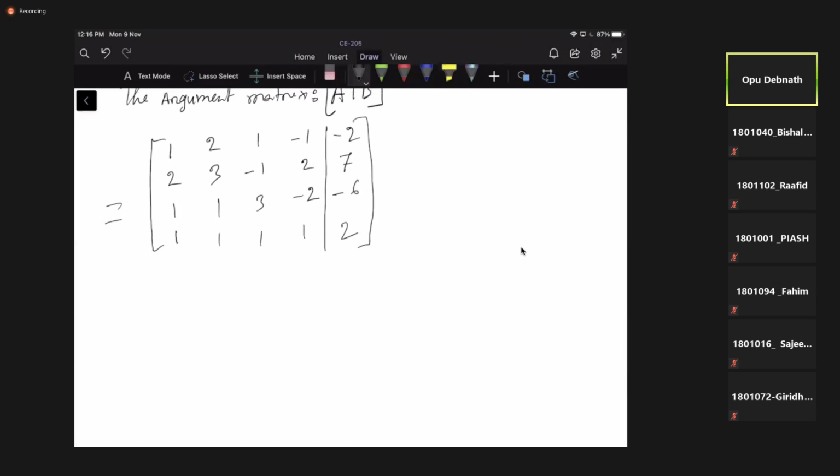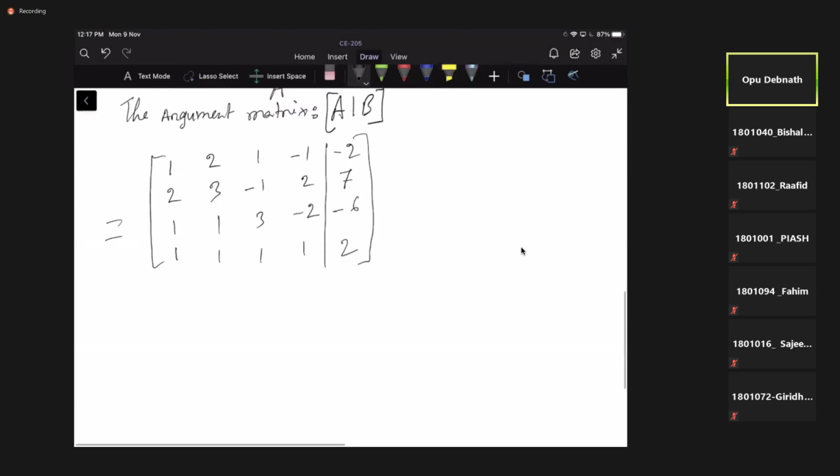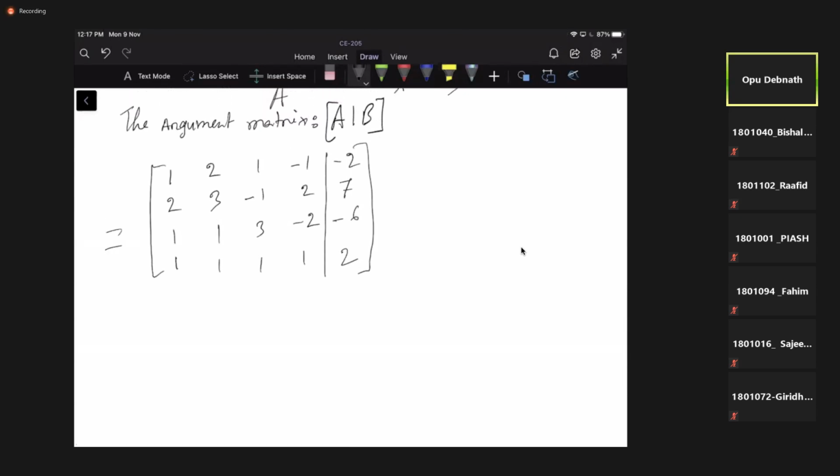So our target is to make the diagonal an identity matrix. So in this method we start in such a way, just follow like this. Sir, is it augmented matrix or argument matrix? Augmented matrix. Okay, augmented matrix. Let's start from this point.